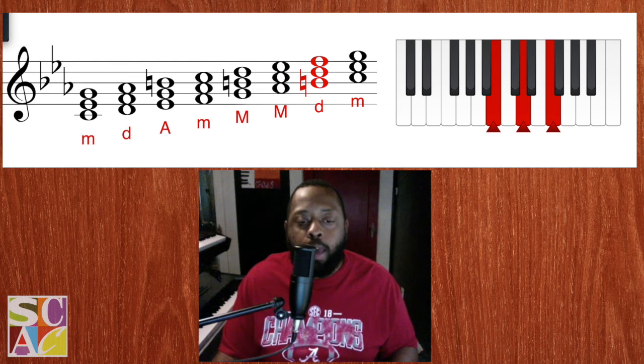And now we have the formula for the harmonic minor diatonic triad. Minor, diminished, augmented, minor, major, major, diminished, minor.